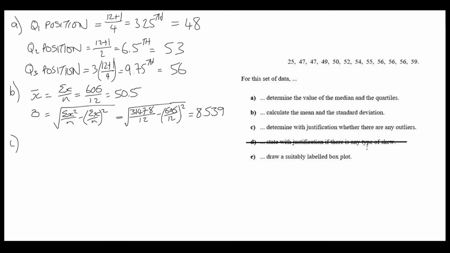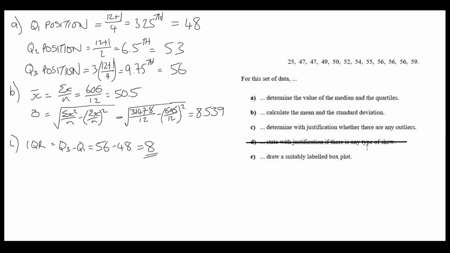In part C, we're asked to check whether there are any outliers and to justify it. So we're not just going to eyeball this or do it by inspection. We need a calculation to back up our claim. So let's use the quartiles. Firstly, the interquartile range is Q3 minus Q1. So that gives us an interquartile range of 8.